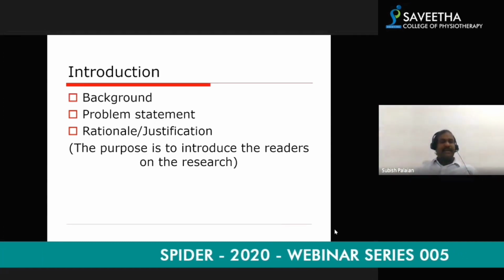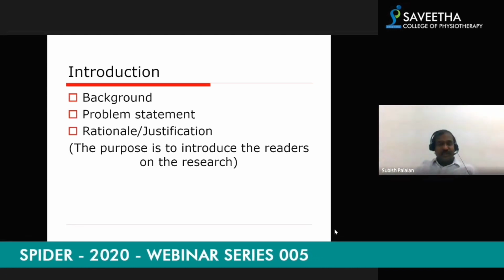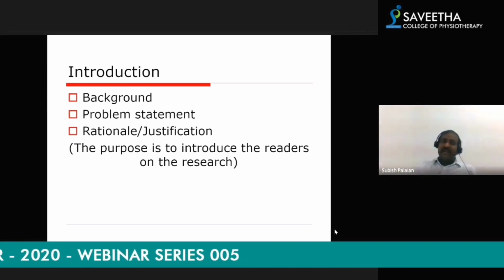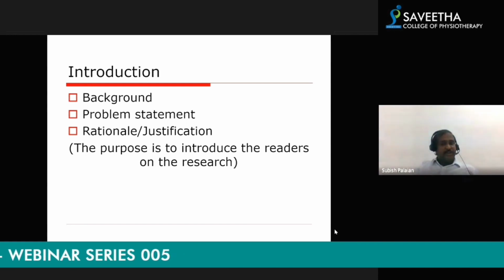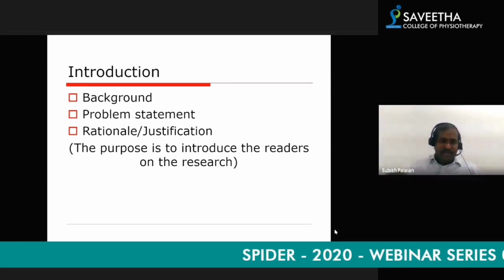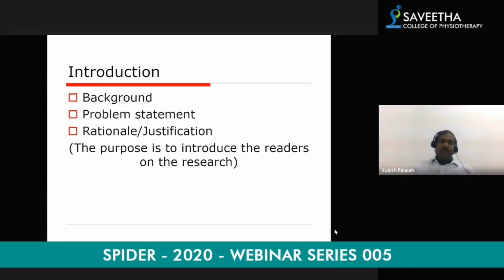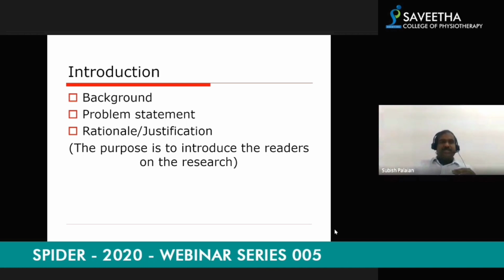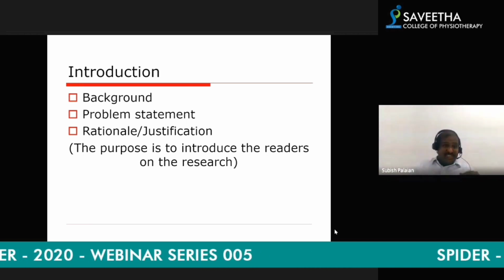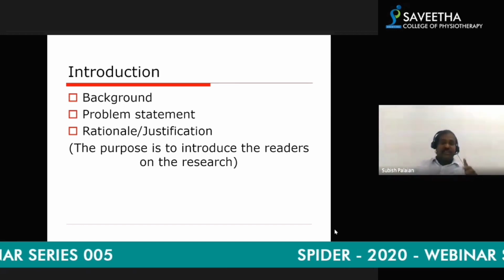And the third paragraph is rationale. What is the rationale behind this research? What is the justification? Was it really necessary to do this study? Maybe this study is very new. Maybe this study is not done in this country. Maybe this study is not done using this technique. There are studies that use a particular technique, but I have used in this research a newer technique. You got it? So your introduction should have some information on background, some information on problem statement, and it should also mention the justification of the research.